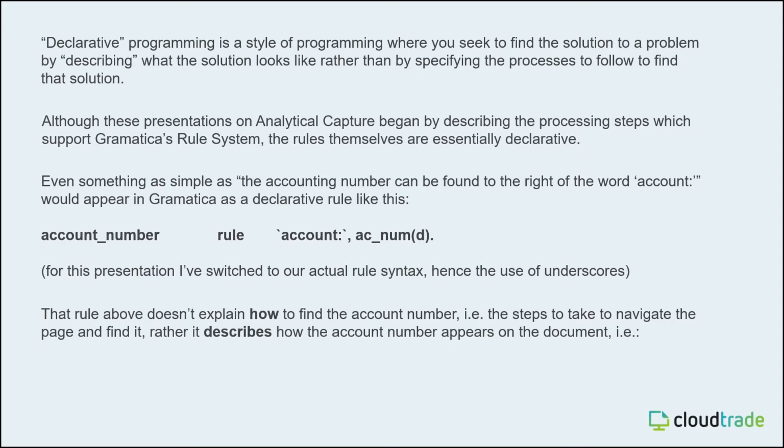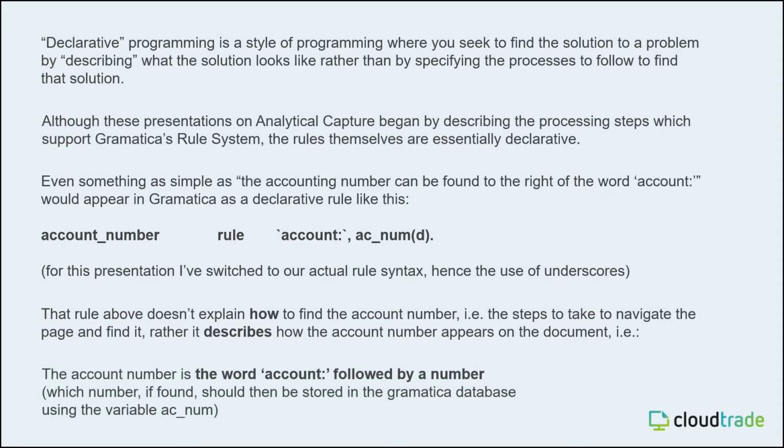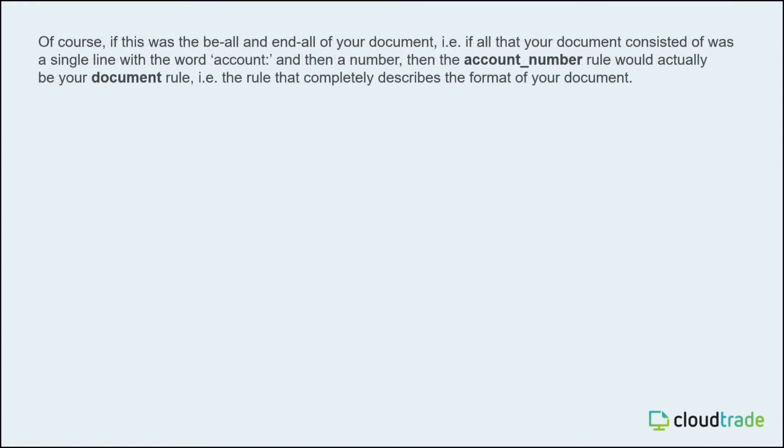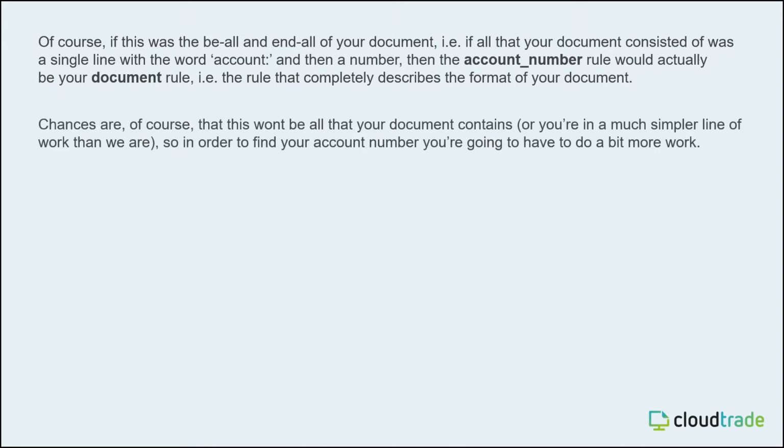In other words, to find an account number is to look for the word account, or rather the word account followed by a number. Of course, if that was the be all and end all of your document, if your document was just the word account and then a number, then that account number rule would actually be your document rule. It would describe the whole document. This is unlikely, of course, unless you've got a much simpler sort of work than we do.